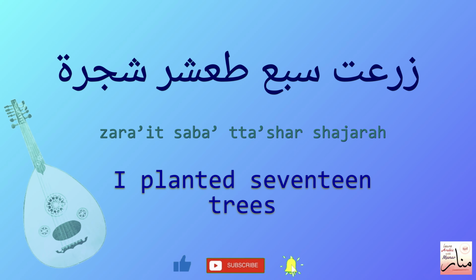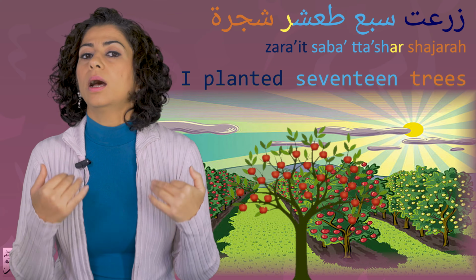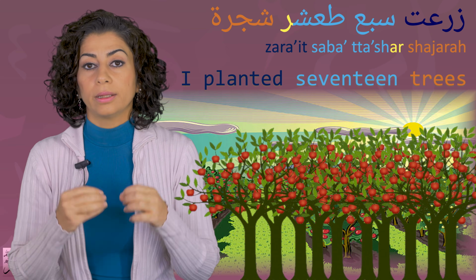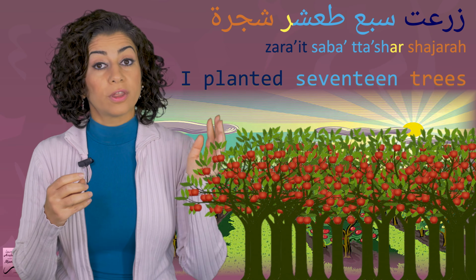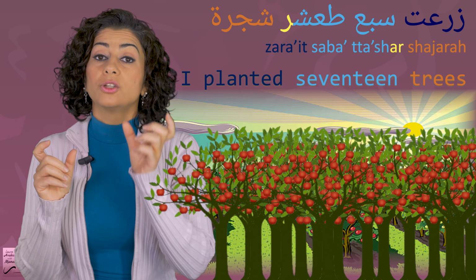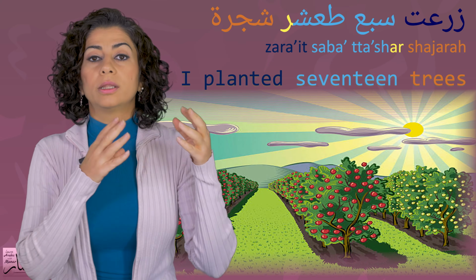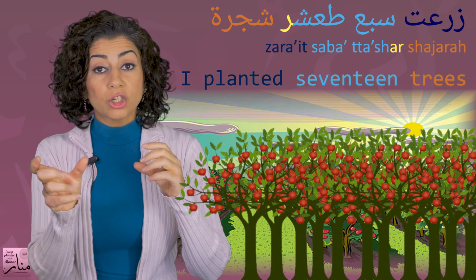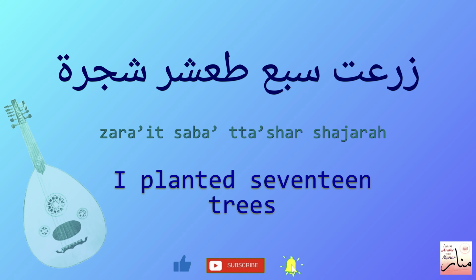Let's see another example to understand all the details that we mentioned. زرعت 17 شجرة. زرعت, I planted. 17, it means 17. Notice here we are adding the sound to the end because we have the noun after it. And after we have the noun شجرة, a tree. One tree. 17 شجرة. زرعت 17 شجرة. I planted 17 trees.